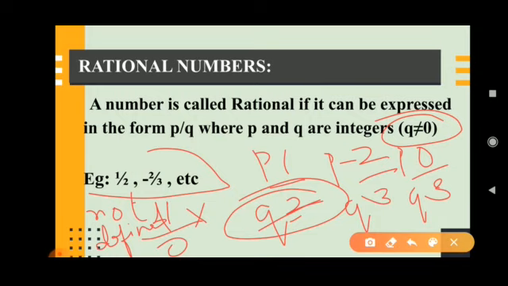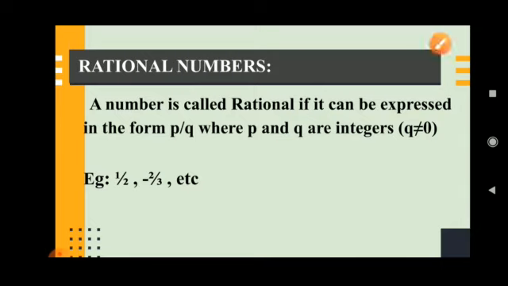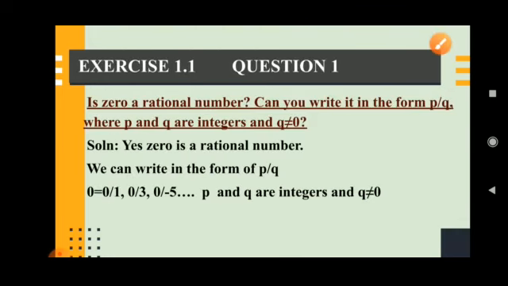Clear? So a number is called rational if it can be expressed in the form of p by q, where p and q are integers, q is not equal to 0. Example, 1 by 2, minus 2 by 3, etc. You can take any other example. Clear? So now we know what rational numbers are. Related to these rational numbers, we are going to solve exercise 1.1. So we'll go with the first question. Exercise 1.1. Is 0 a rational number?